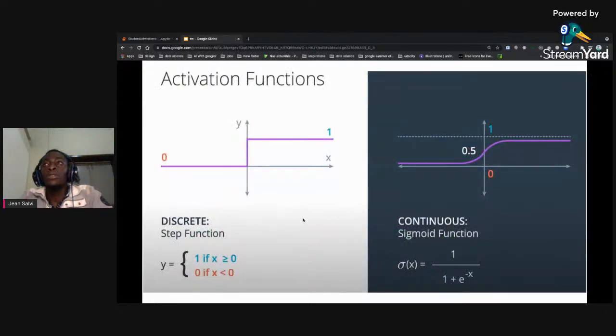So how do we do that? We simply take this step function, which gives 0 and 1, and add a sigmoid function, a continuous function. This function is called sigmoid, which gives us a prediction between 0 and 1. So it's a beautiful function to use. As you can see from the formula here, it's 1 over 1 plus e to the power of negative x.